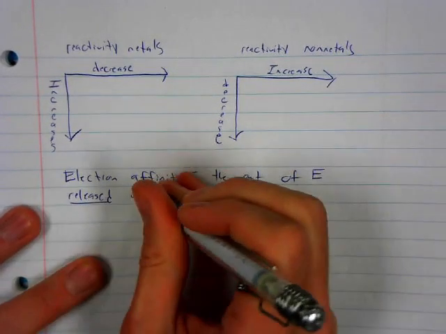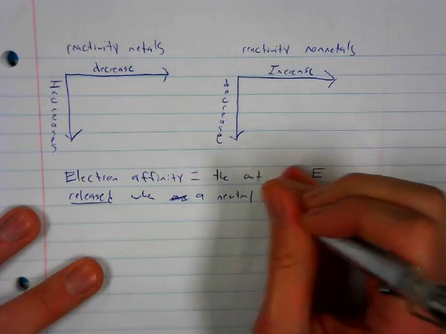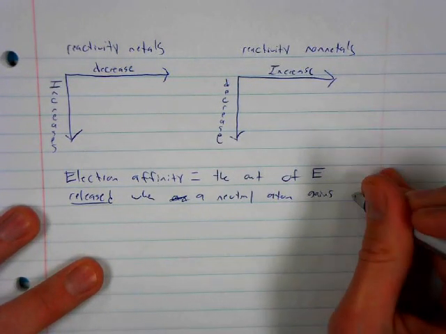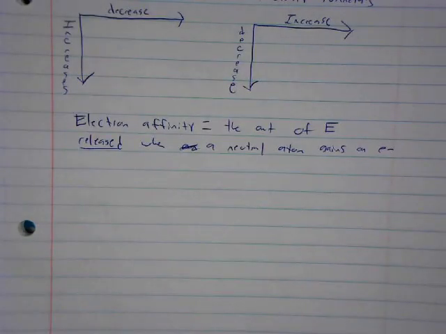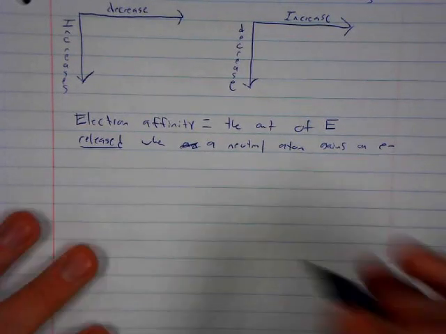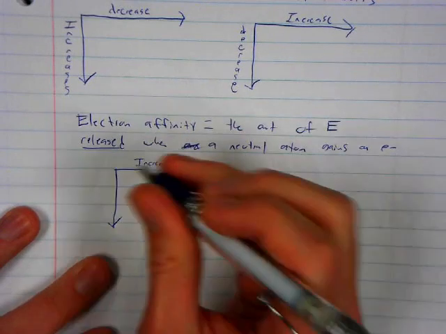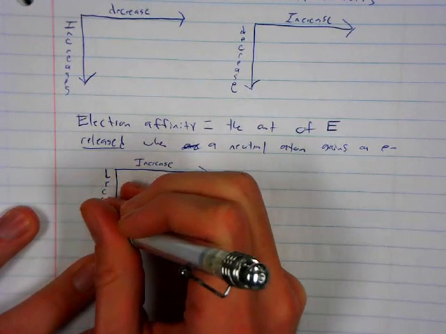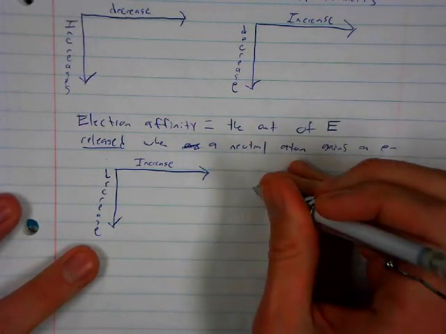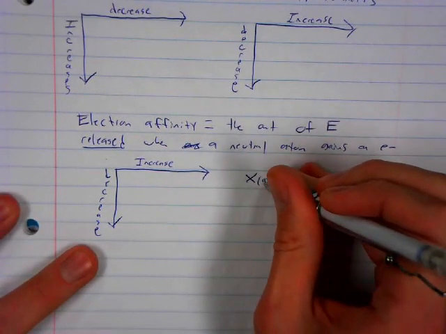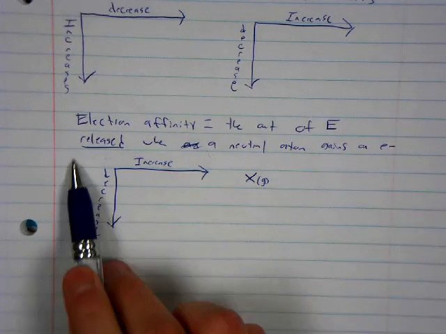Something new, I don't think we talked about this last year, is electron affinity. Electron affinity is the amount of energy released when a neutral atom gains an electron. The amount of energy released, because we're going to be releasing energy when this happens. As I'm moving to the right, this is going to increase. As I'm moving down, this is going to decrease.